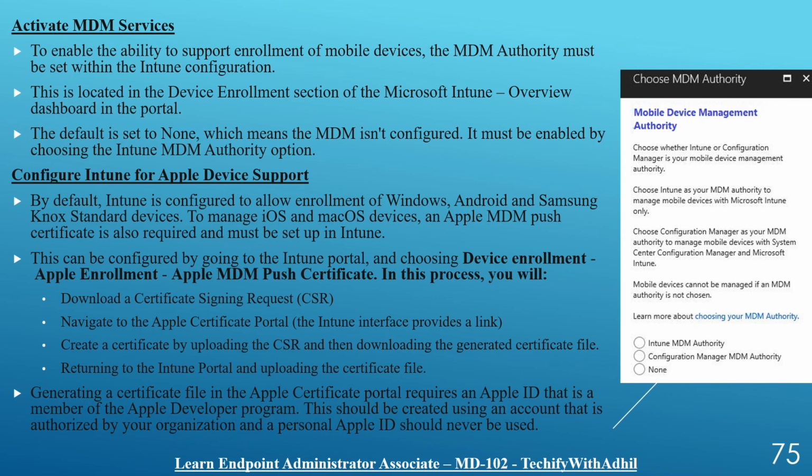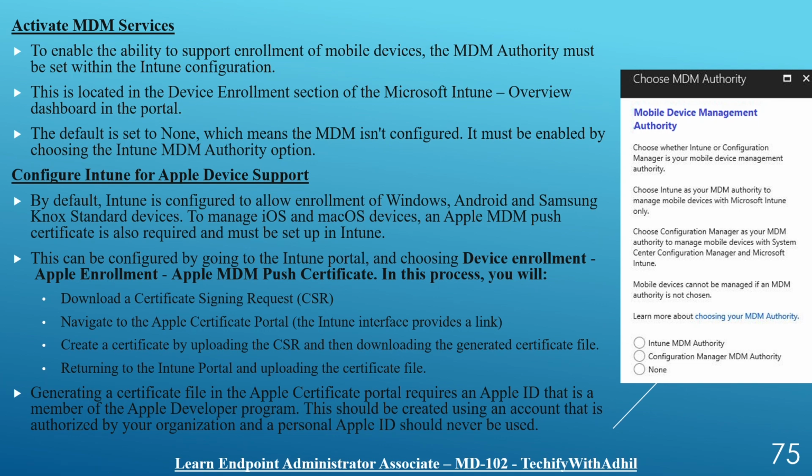Next is activating the MDM service. To enable the ability to support enrollment of mobile devices, the MDM authority must be set within the Intune configuration. Initially by default this is not enabled, meaning the MDM service is not activated, so you will not be able to enroll any of your devices. So the first step is to activate the MDM service. This is located in the device enrollment section of Microsoft Intune. You log into Microsoft Intune, then you can find it in the device enrollment section. The default is set to none, which means MDM is not configured. Then it must be enabled by choosing the Intune MDM authority.